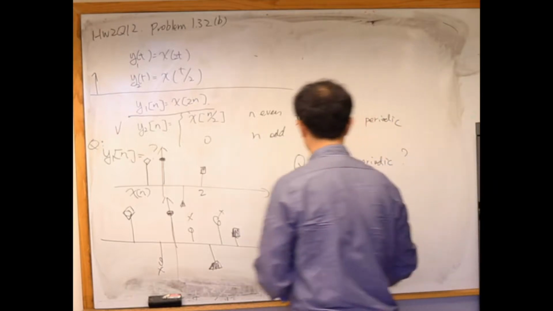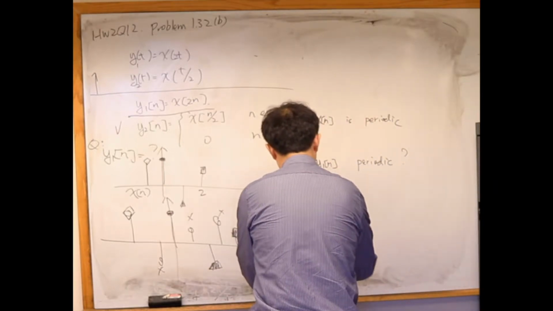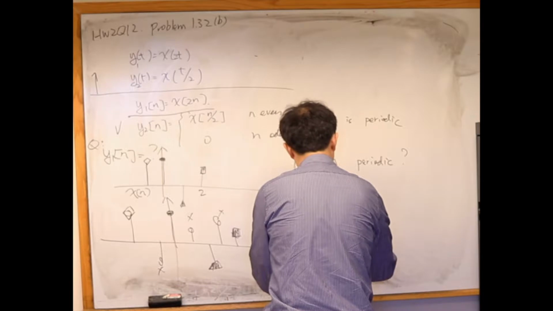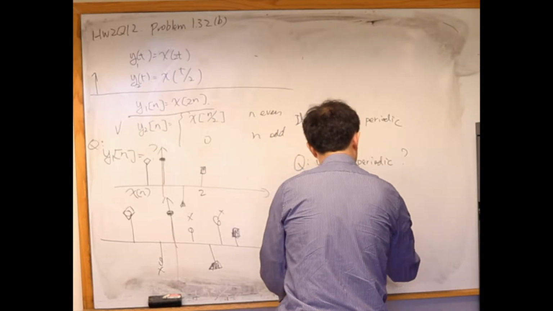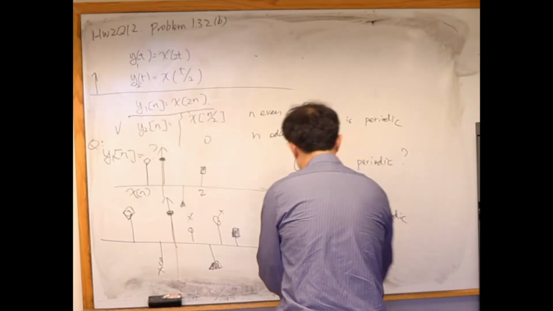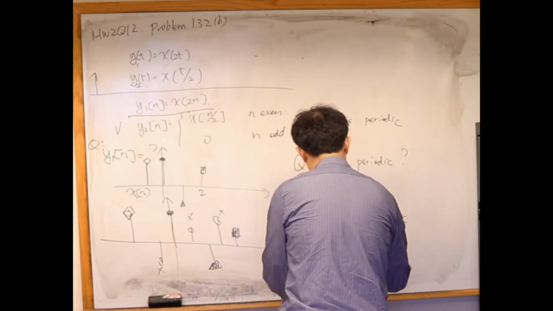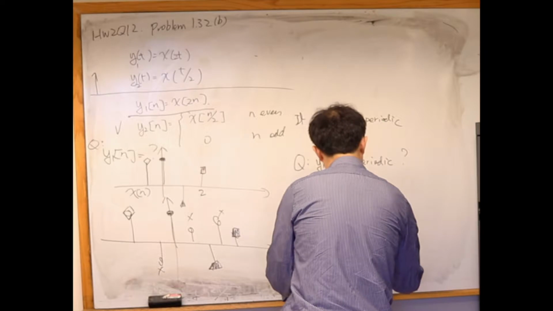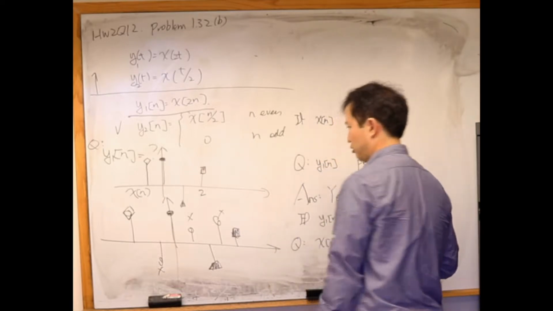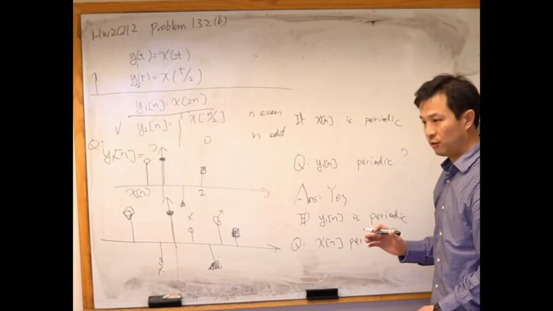Try the other way around. If y1[n] is periodic, the question is whether x[n] is periodic. Now we are doing the inverse.